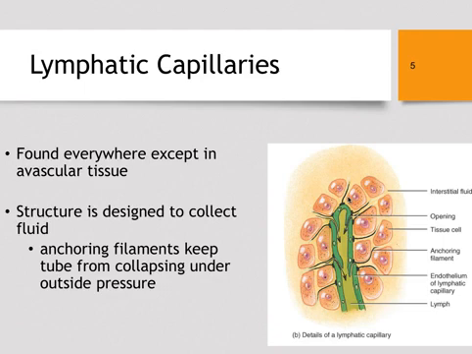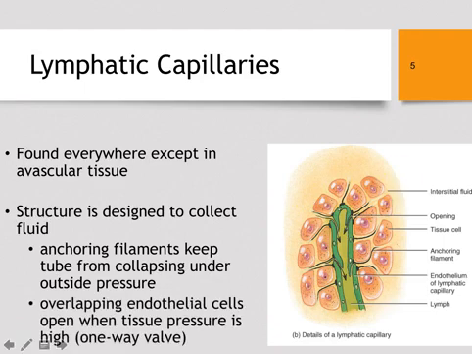And if you also take a look at this image, you'll notice that the actual cells of the lymphatic capillary overlap, and the way they overlap allows fluid in, right? So if there's a lot of pressure out here, it'll push the entryway open. But if there's a lot of fluid in the actual lymphatic capillary, it'll push back out and close the valve. So fluid can only go in one direction. It can only come in, it can't go out. It's basically a one-way valve.